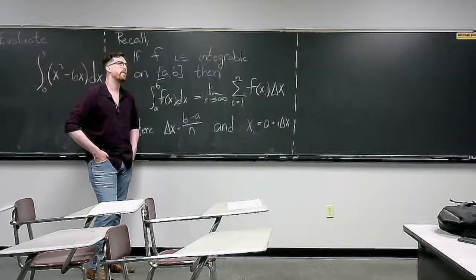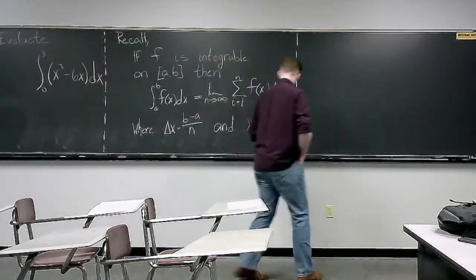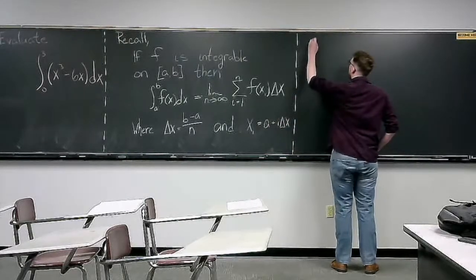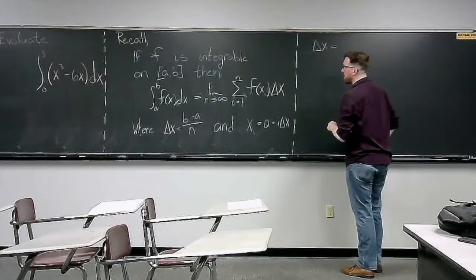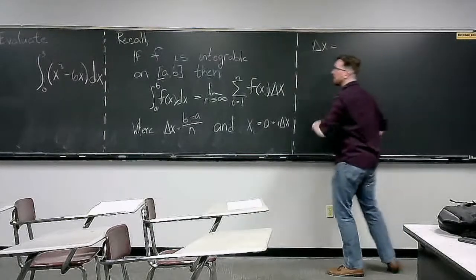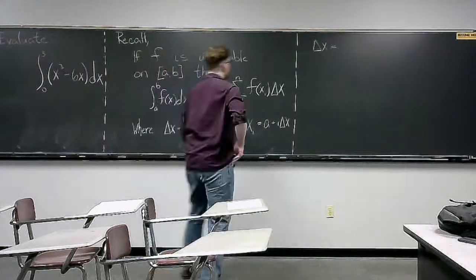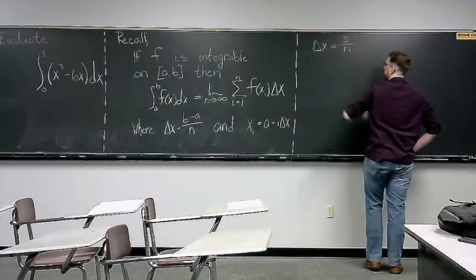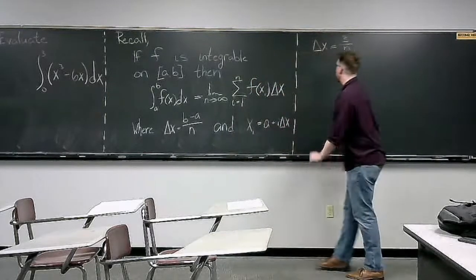So, if that's the case, looking at this, there are two values that we can start to work out right away. We can start to say, all right, well, we know delta x is equal to (b minus a) over n. We don't know what n is, but we know what b is. b is 3, and a is 0. So delta x is just going to end up being 3 over n.